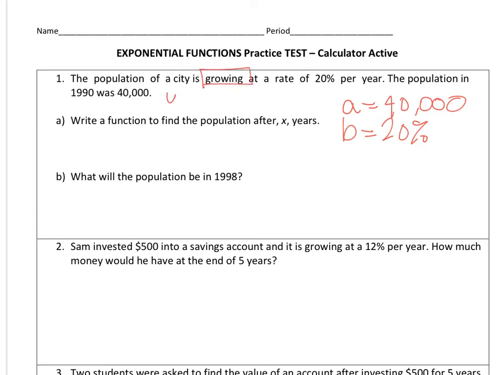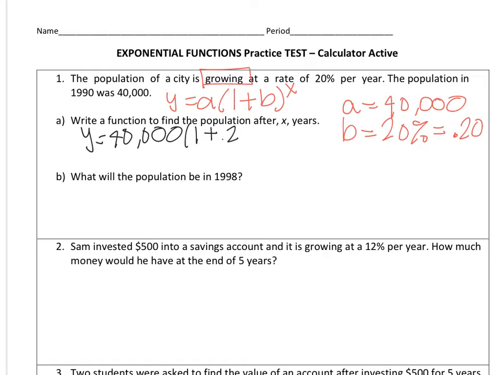So I know I'm going to be using the function y equals a times 1 plus b raised to the x power. But I know that when I put in my rate of change into the formula, it's going to need to be a decimal. So I'm going to go ahead and convert 20% to the decimal version of itself, which is 0.20. That means my answer should be y equals 40,000 times 1 plus 0.2 raised to the x power.